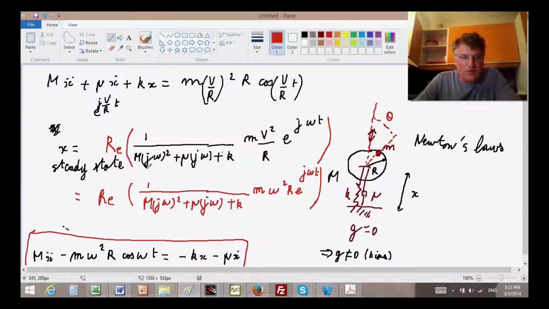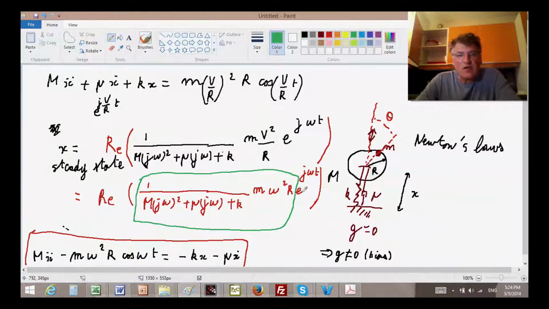So the amplitude of the motion, I mean its amplitude, is this number here. The rest is really the phase of the signal. And so what we see is that when omega goes to 0, the system really responds with 0 amplitude.